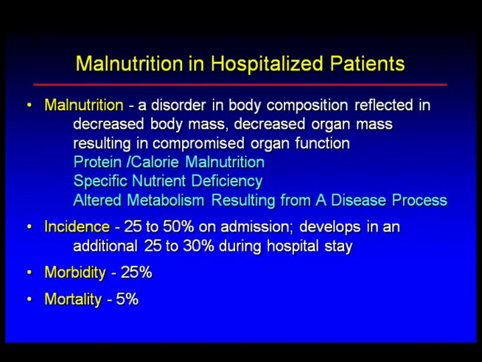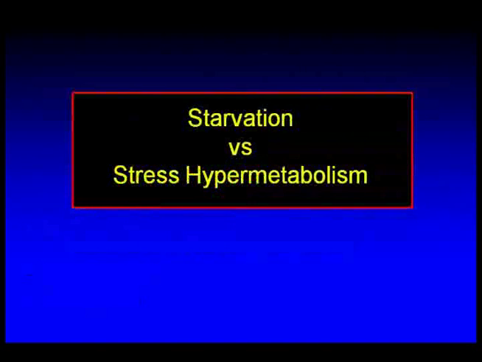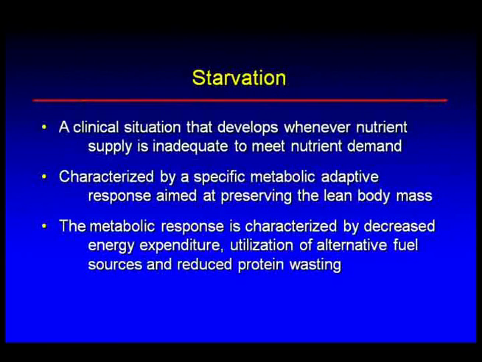Now, the incidence is thought to be 25 to 50% on admission even to American hospitals and probably develops in an additional 25 to 30% of patients during their hospitalization. Morbidity is thought to be in the range of 25%, primarily wound and infectious complications, with a mortality of perhaps 5%. Now, obviously, this is difficult to prove simply because in the United States, people don't get admitted to hospitals just for malnutrition. They get admitted for trauma or for sepsis or for cancer or whatever. And so malnutrition tends to be a comorbid feature in their outcomes.